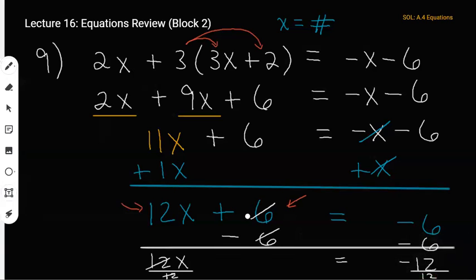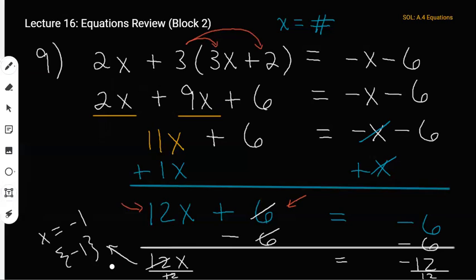So when I divide both sides by 12, I get negative 12 divided by positive 12, and that's going to give me a negative 1. So over here, I get x equals negative 1. That's going to be my answer. Negative 1. So I put that inside of the solution set because I know that's going to be the solution. And then the last thing I need to do is I need to check my work.